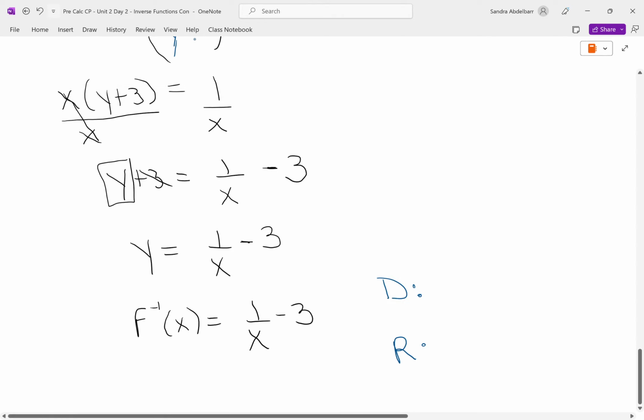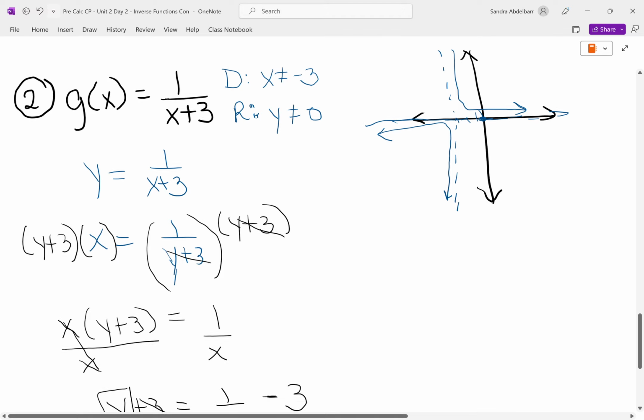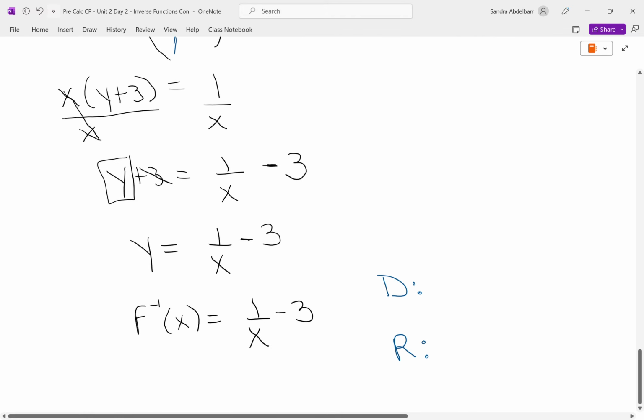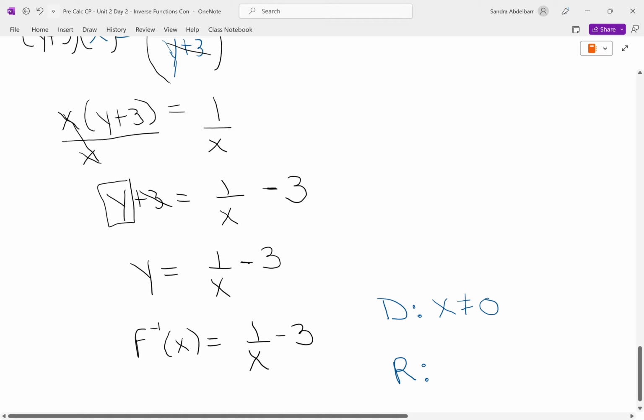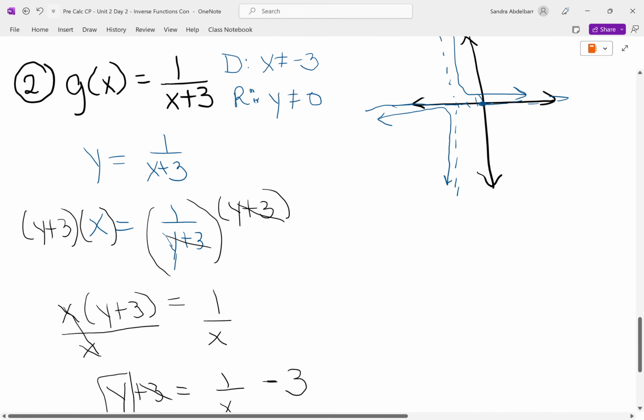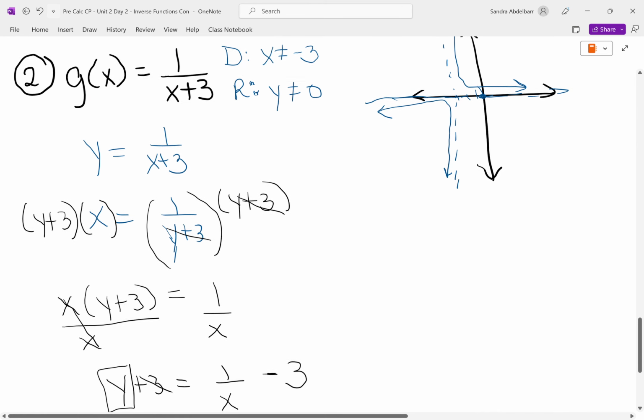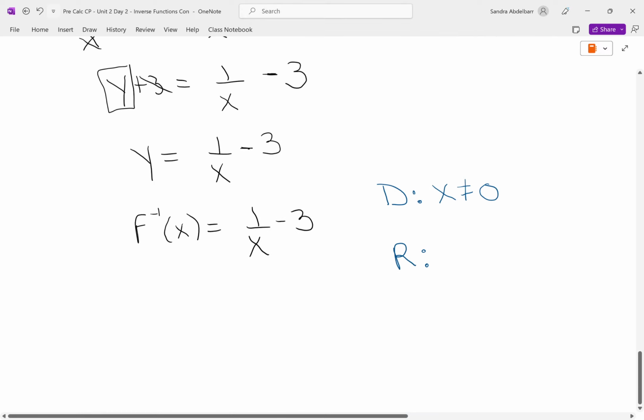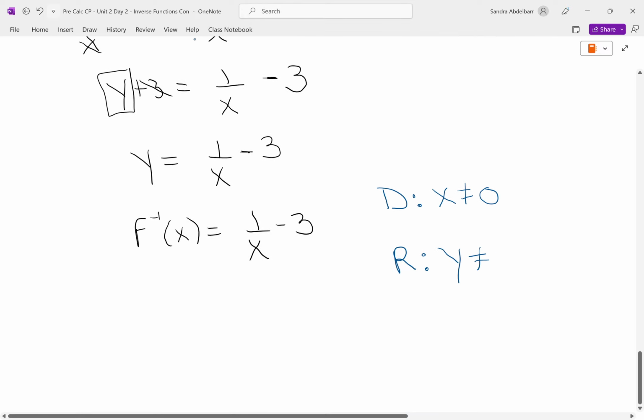So remember, the domain of the inverse is what of the original? The range. So go back. The range was y can't equal 0, so the domain is not y can't equal 0, it's x can't equal 0. And the range is the domain of the original, which is x can't equal negative 3, but now it's y can't equal negative 3.